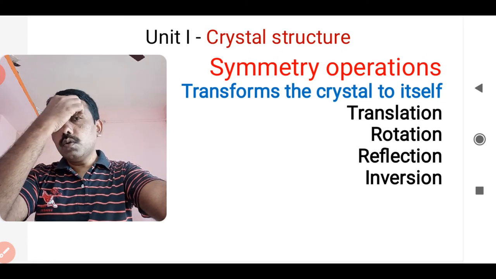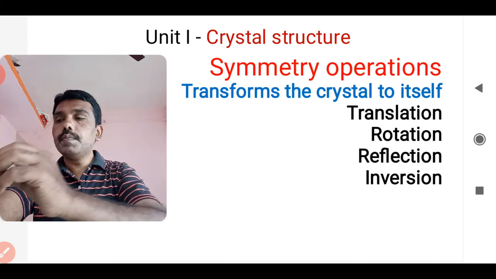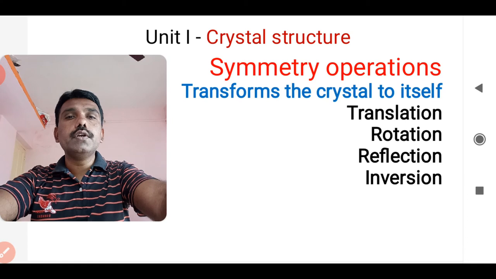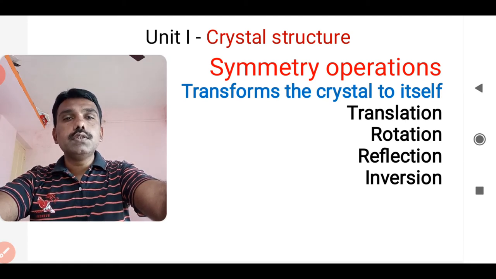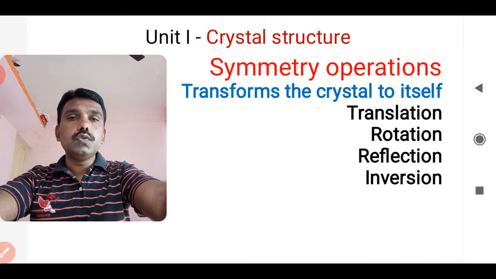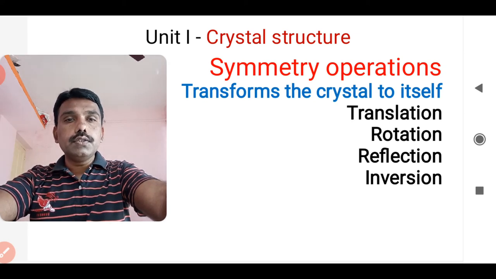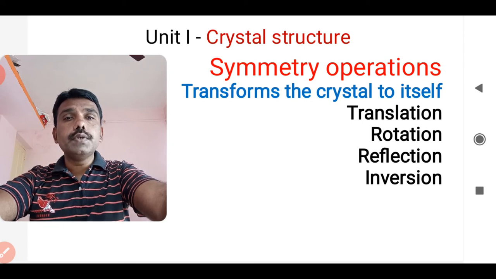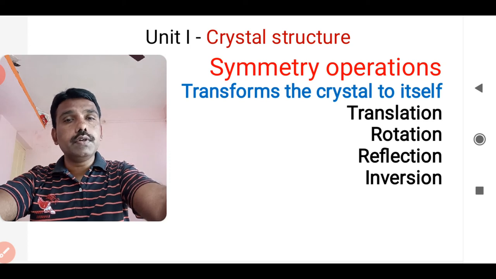In the symmetry operations we have seen what type of symmetry is there, which shows what type of crystal or lattice structure it is going to be transformed into. The symmetry operations are basically of four types. First is translation, then rotation, reflection, and inversion. These are the four symmetry operations.